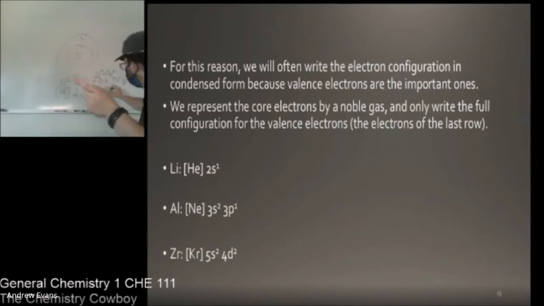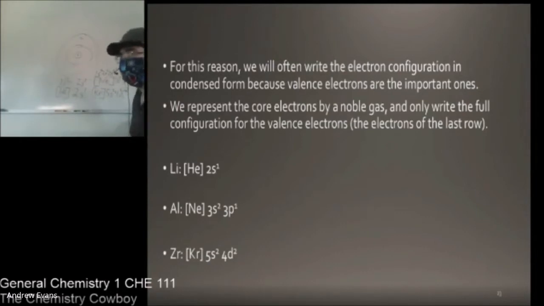So I go rubidium, strontium. Those are in row 5, the S block, so that's 5s2. I run out of the S, I move into the D. But the D by nature is row minus 1. So this is row 5, so it's 4d. And zirconium is the second element in. So 5s2, 4d2.